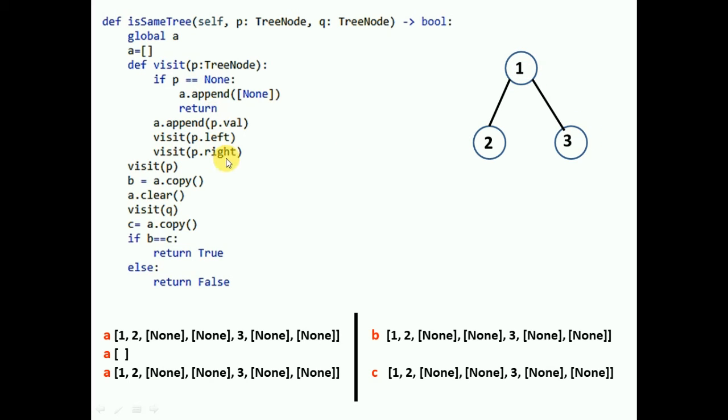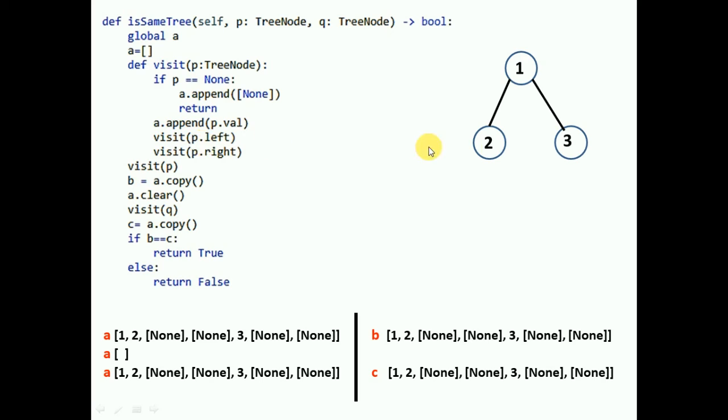We will write p dot right. Okay, p dot right is visit p dot right. p dot right is 3, so 3 is passed now in this visit function. Now the cursor again moves to this point, and is p equal to none? No, so a dot append p dot val, which is now 3, so 3 is appended here. Then you might wonder where this none came from.